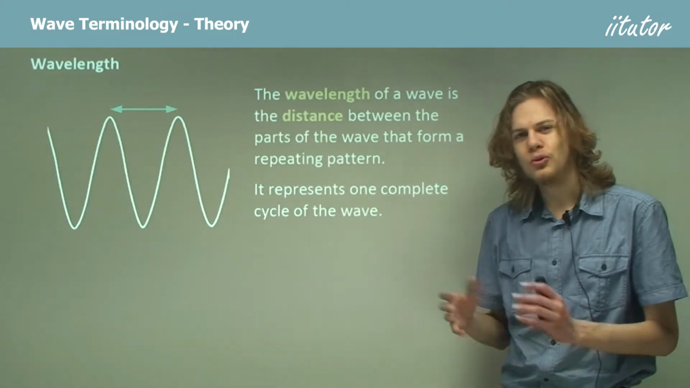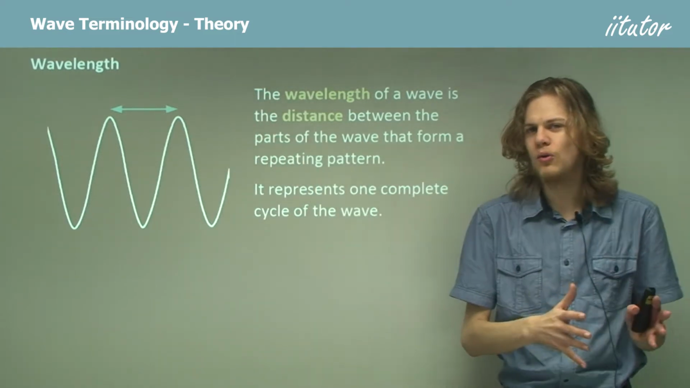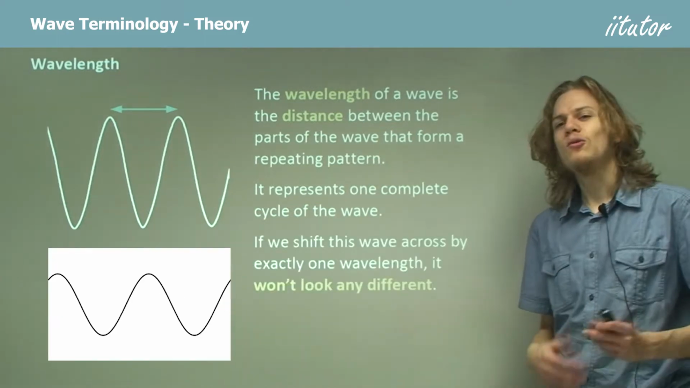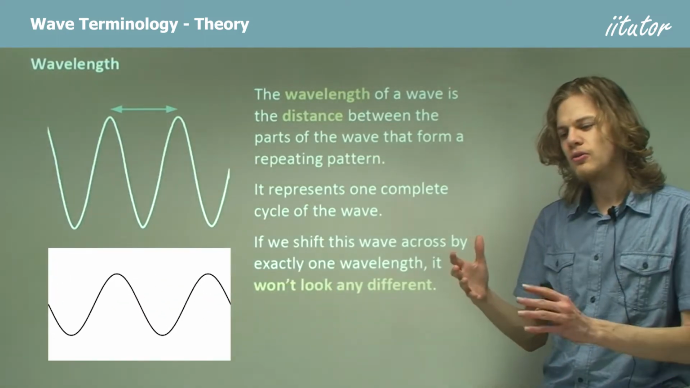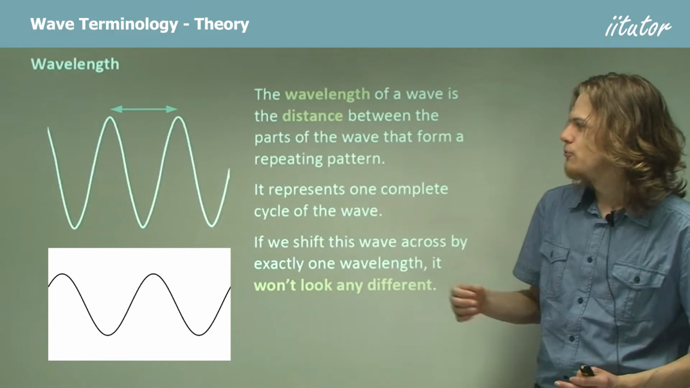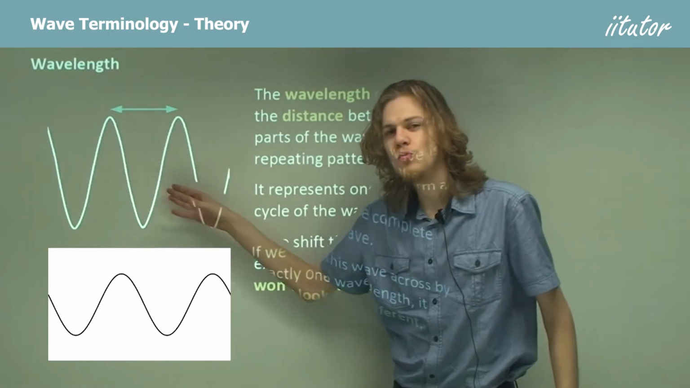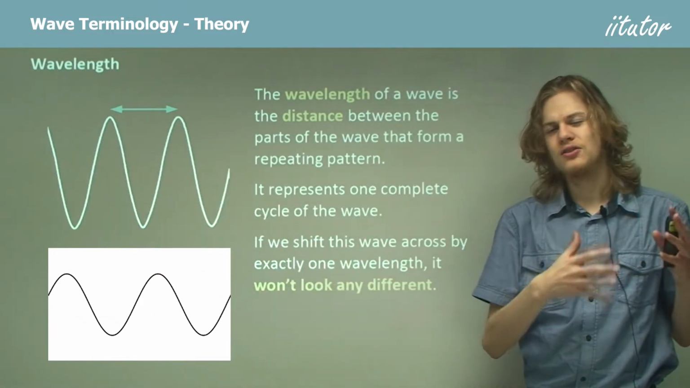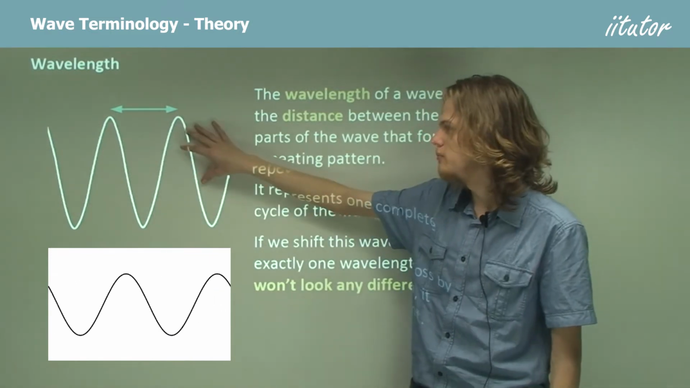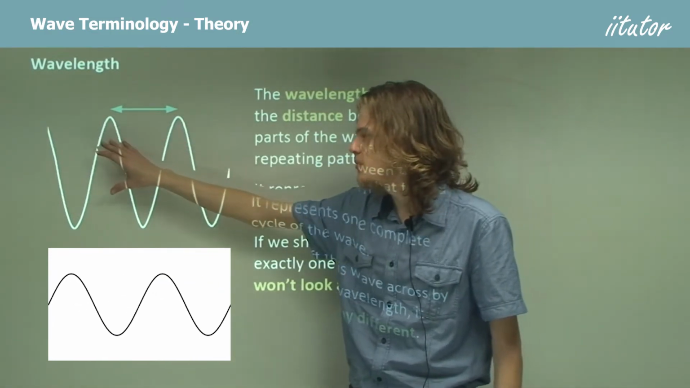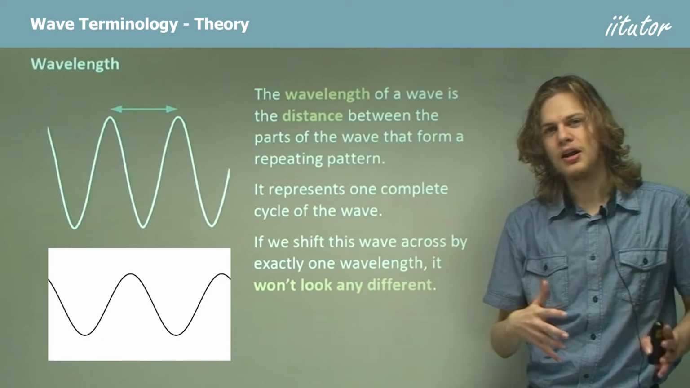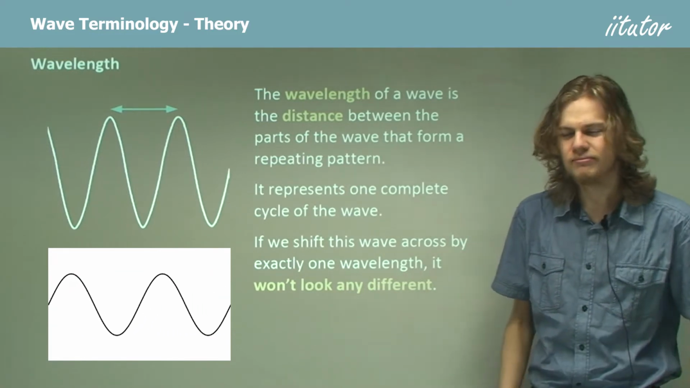So what would happen if we took the wave and we shifted it across by one wavelength? Well, the answer is that it won't look any different. Because the wave is a repeating pattern, if we shift that pattern across by one wavelength, the pattern will look exactly the same as before. Instead of this part being in this location, it'll be this part instead. The repeating pattern means that we just can't tell the difference.